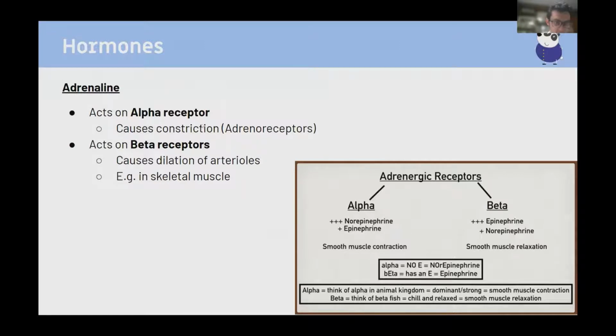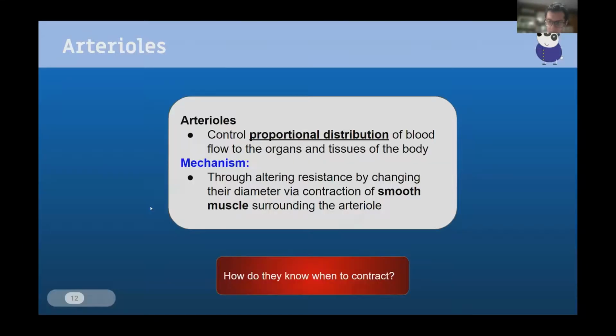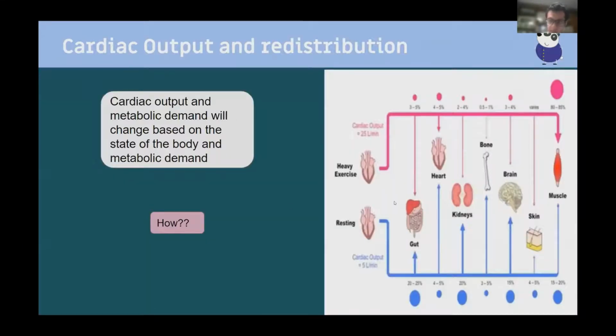Adrenaline can act on alpha receptors or beta receptors. Alpha receptors will cause a constriction. Beta receptors will cause a dilation. So that's why a good question you might have had is, well, okay, I understand what you're saying, that in the gut, if you have a sympathetic response, the arterioles are going to constrict, and you're going to limit it.